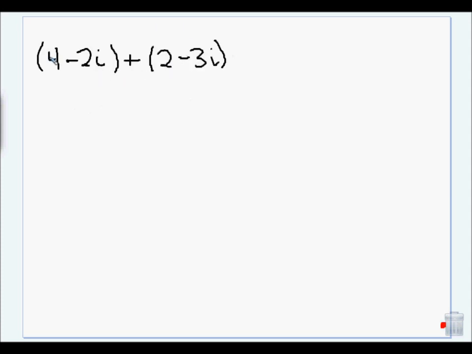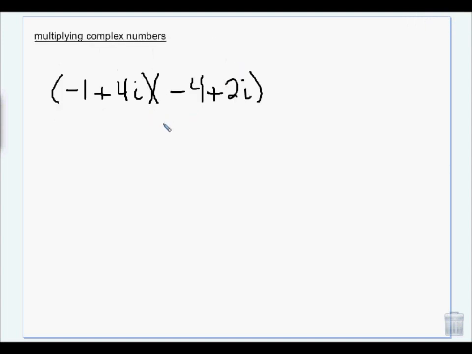So adding is really easy. 4 plus 2, 6. Negative 2 plus negative 3, negative 5. All right, so now we'll go to multiplying complex numbers. This gets a little bit more complicated. We're going to FOIL this, same as you've been doing. So first, outside, inside, last.